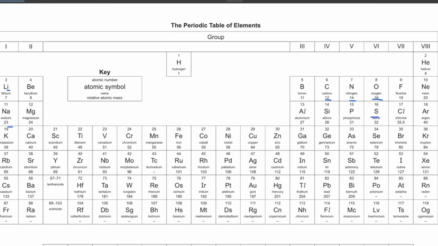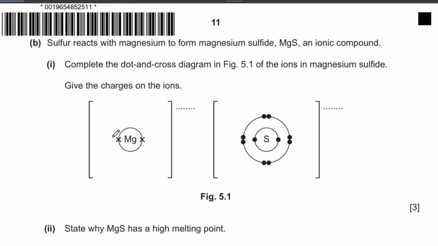Check, the atomic number of magnesium is 12 and sulfur is 16. So therefore, the electronic structure is going to be 2,8,2 for magnesium and then 2,8,6 for sulfur. So which means that magnesium, which is a metal, is going to donate 2 electrons to sulfur, which is a non-metal, so that sulfur will have a complete shell and the magnesium will also have a complete shell.